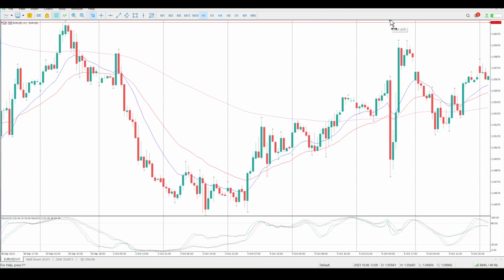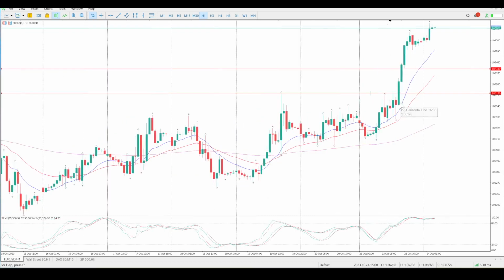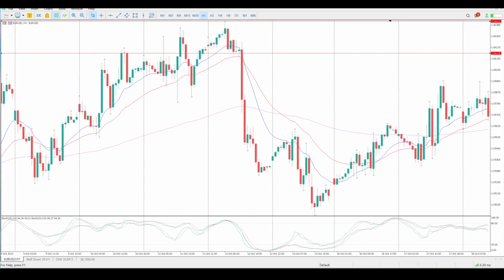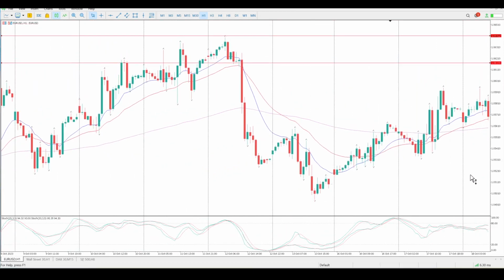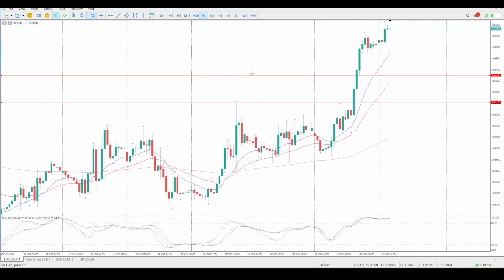So confirmation for me is going to be a pullback onto structure, and the first bit of structure that I have is 1.06412. I'm looking to buy off that. Or alternatively 1.06170. I'm looking to buy off that. Now, looking to the left a little bit further, you'll see that is a solid area of interest.